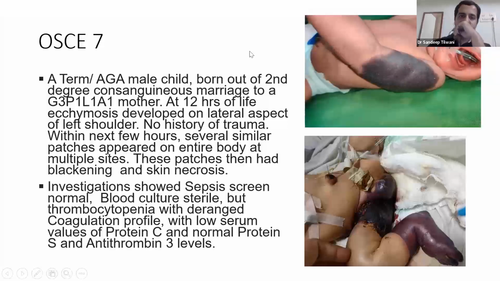What could be the diagnosis? Looking at the case, the child was well in the first 12 hours. Suddenly, there was a patch of ecchymosis which developed. Okay, and then there were multiple ecchymoses over the entire body associated with thrombocytopenia and low levels of protein C with normal protein S and antithrombin 3 levels. What could be the possible diagnosis?